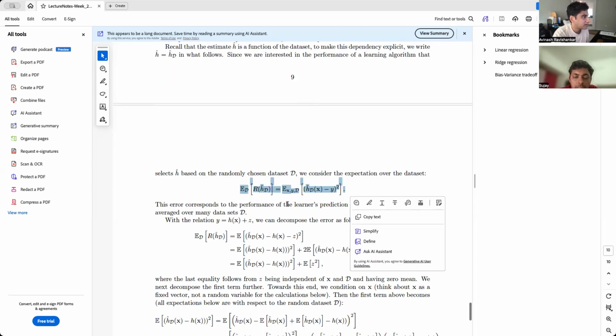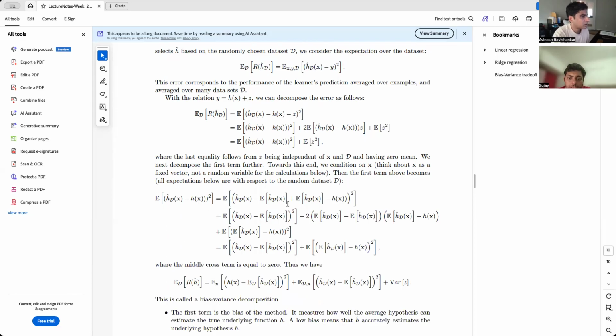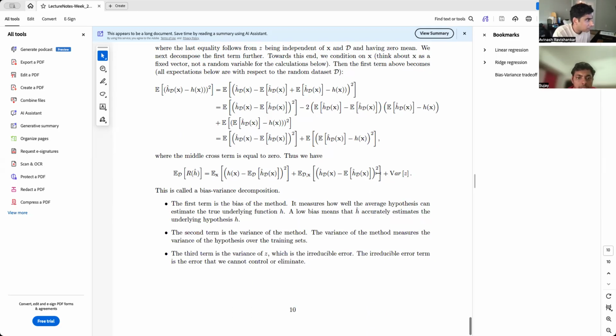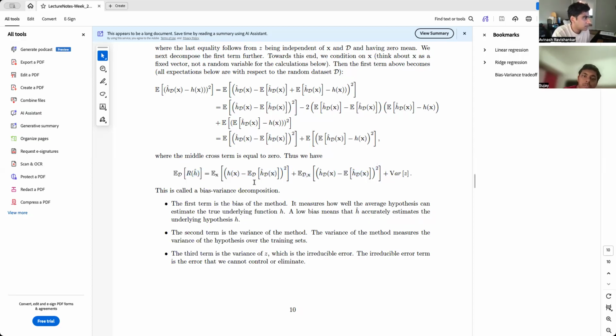Basically, in the final decomposition you will have three terms. One is bias, one is variance, one is noise. In the final line, the line just above this is called bias variance decomposition. So there are three terms, right? The first part is bias. The second is noise. Sorry, second is variance. And the third is noise.